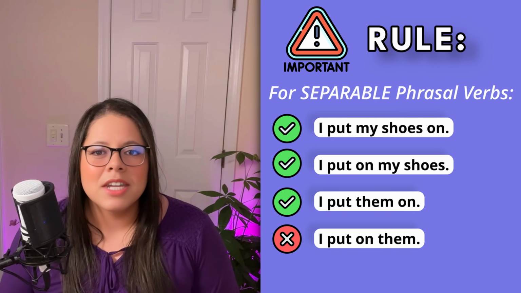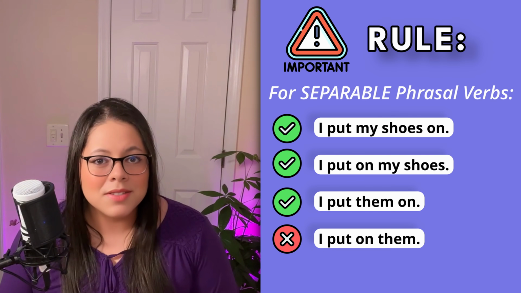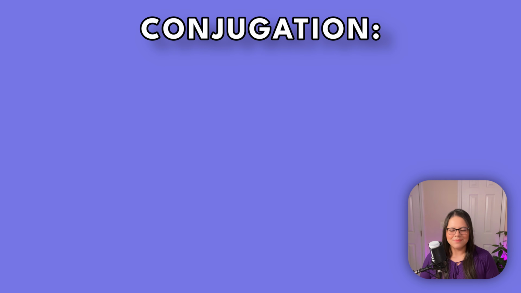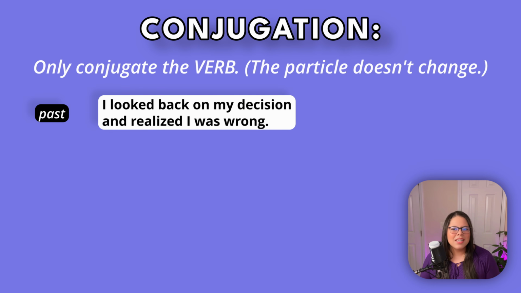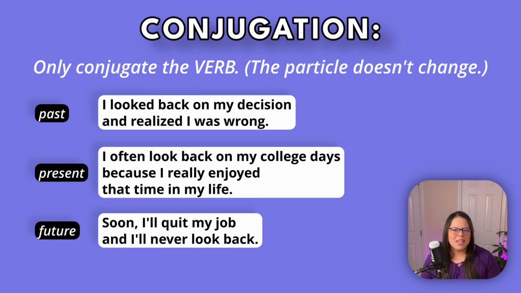This is why I recommend practicing by putting the object in the middle as much as possible, whether or not the object is a pronoun. So, how does conjugation work with phrasal verbs? Well, this is the easy part. It's basically the same as a normal verb, but you only conjugate the verb. The particle doesn't change. I looked back on my decision and realized I was wrong. I often look back on my college days because I really enjoyed that time in my life. Soon, I'll quit my job and I'll never look back.